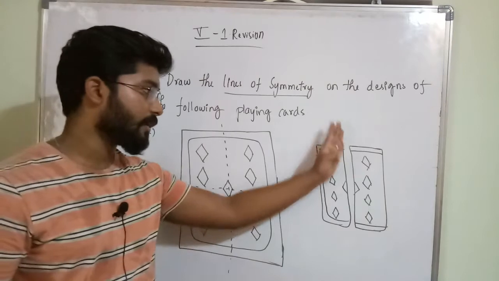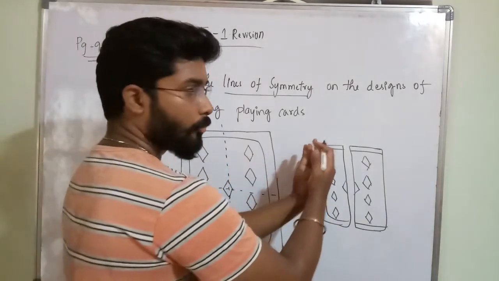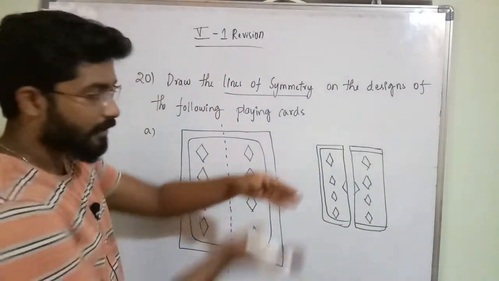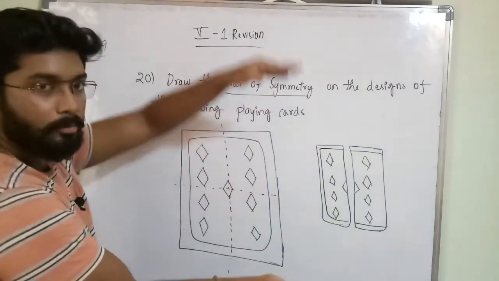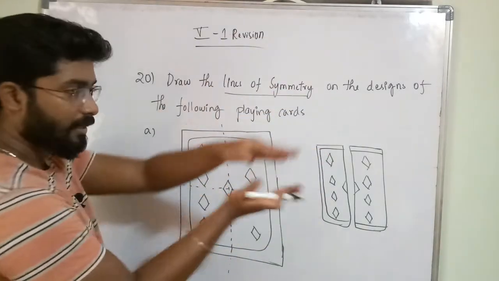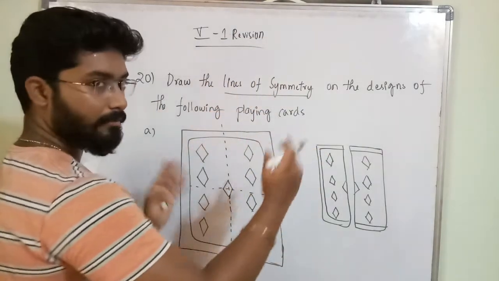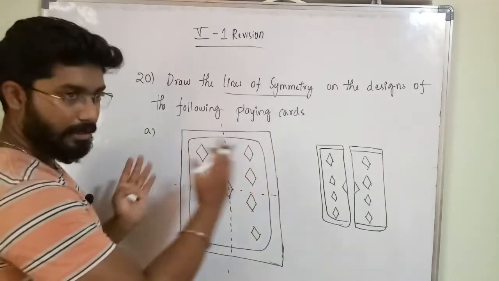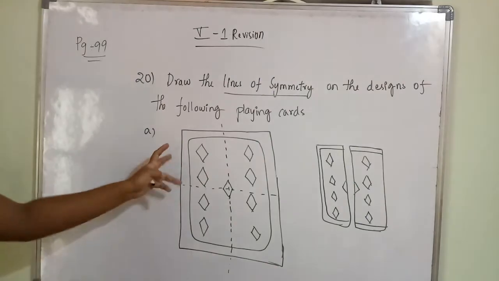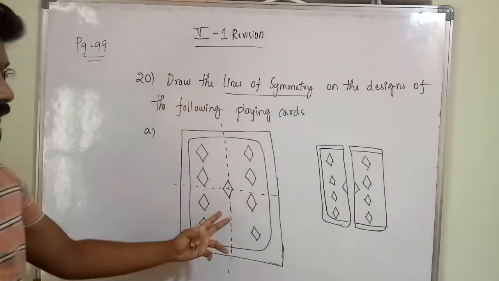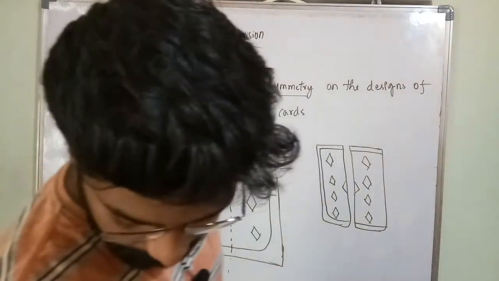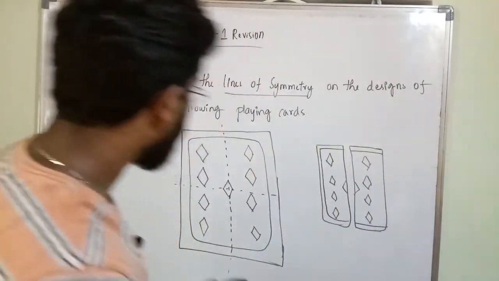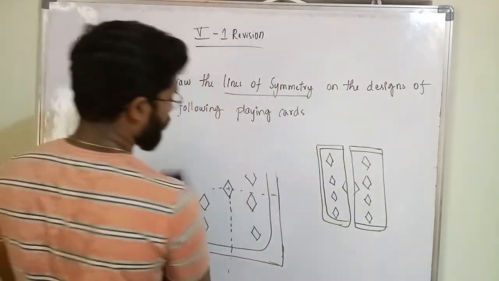So this one is dividing the figure vertically into two halves. This line is dividing the figure vertically into two parts like this. This line is dividing horizontally. This line is dividing vertically. So we can draw two lines of symmetry for the first figure. Next one, let us see. Next figure is what? B.